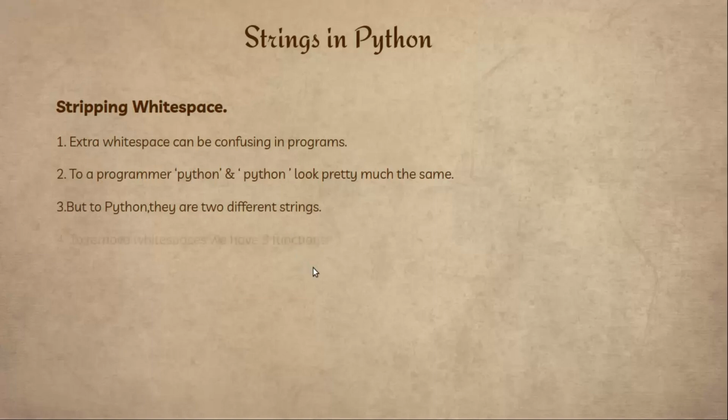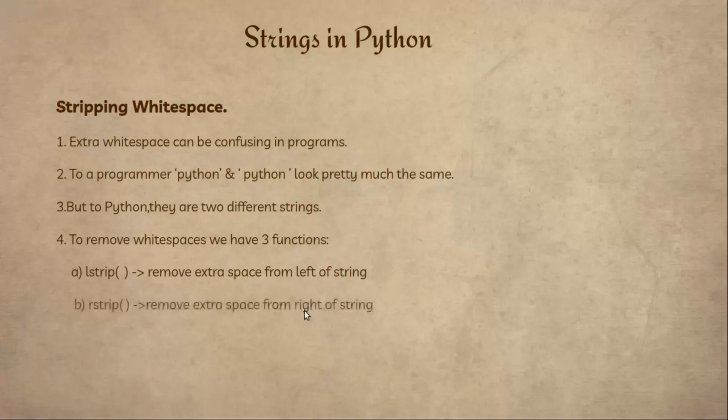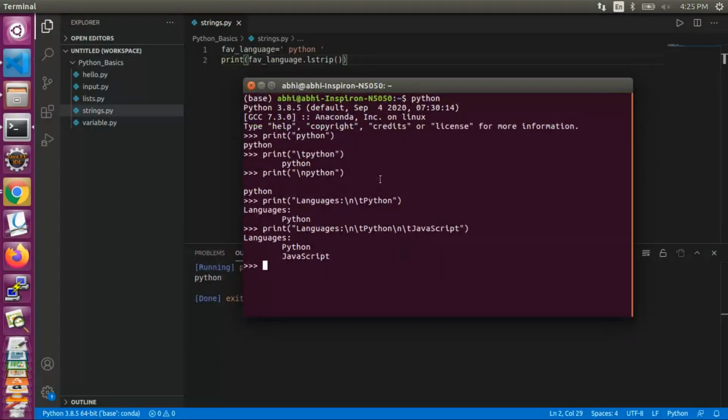To remove white space, we have three functions. lstrip removes extra space from the left of the string. rstrip removes extra space from the right side of the string. And strip removes space from both sides of the string. Okay, so I'm going to show you how this works in the coding part, right? So let's move on to the coding section. Let's show you here. So let's copy this one.